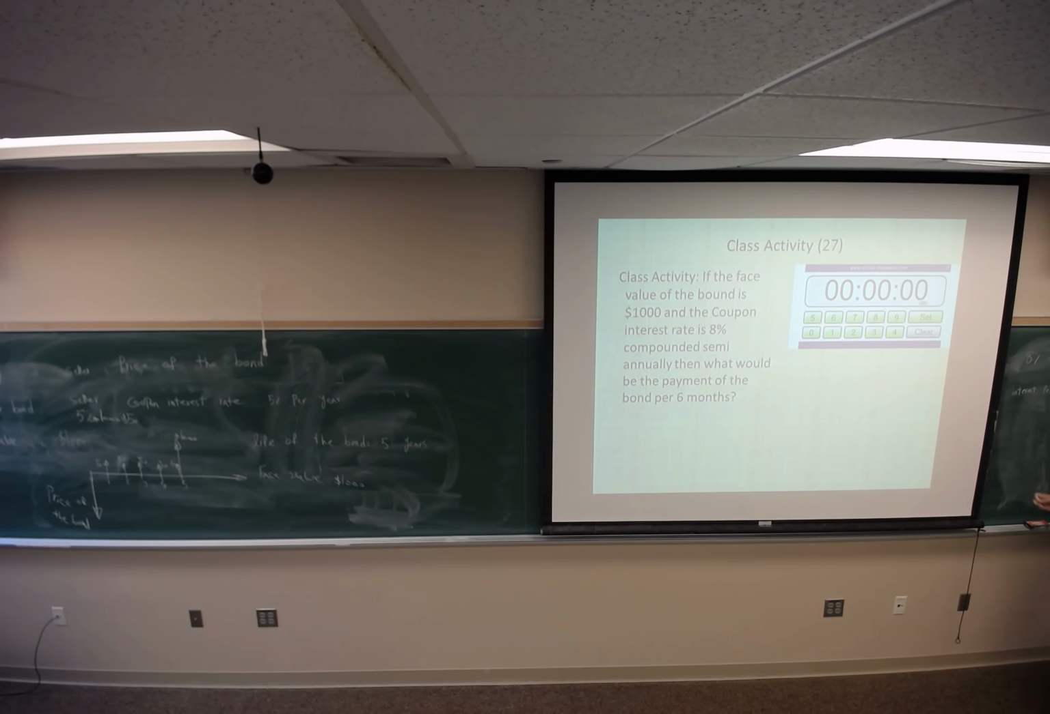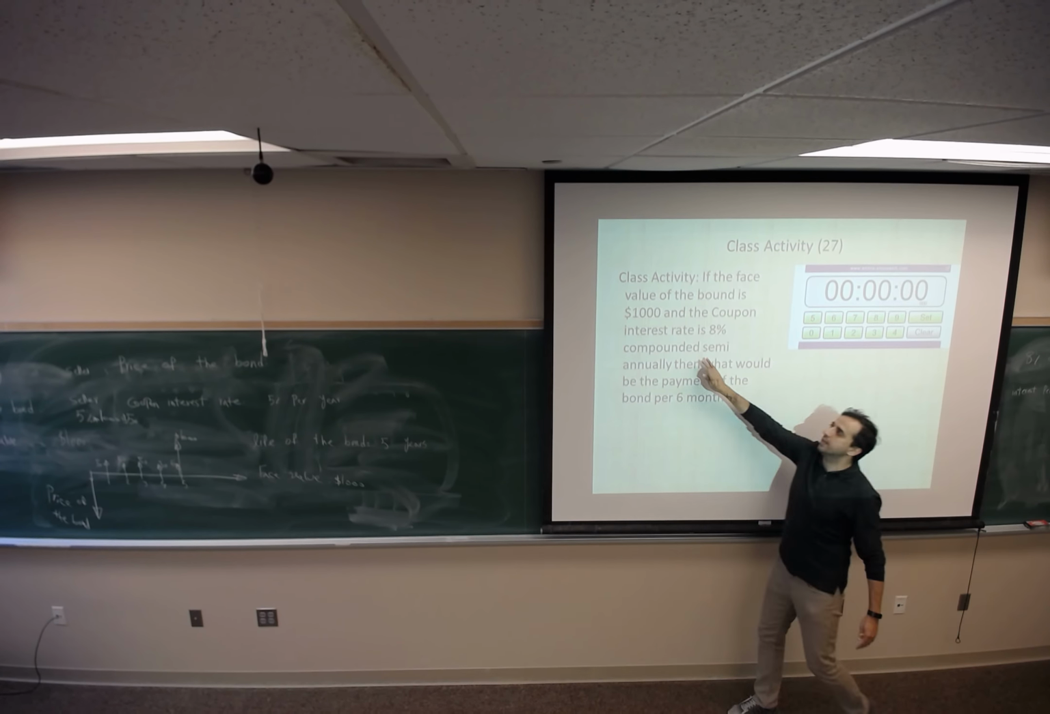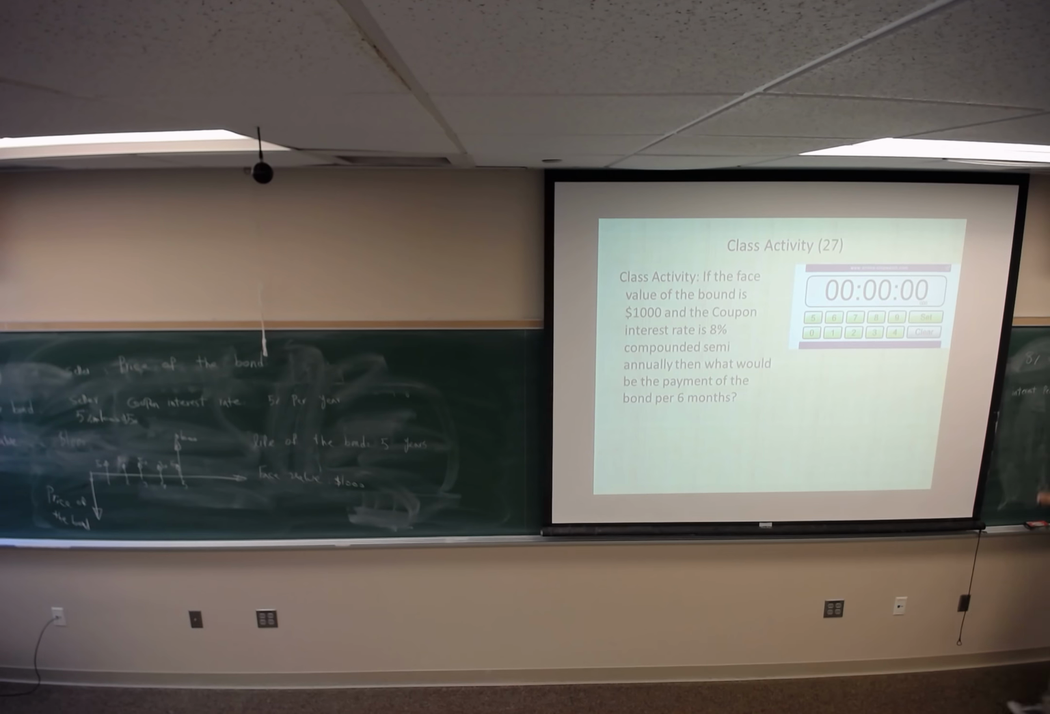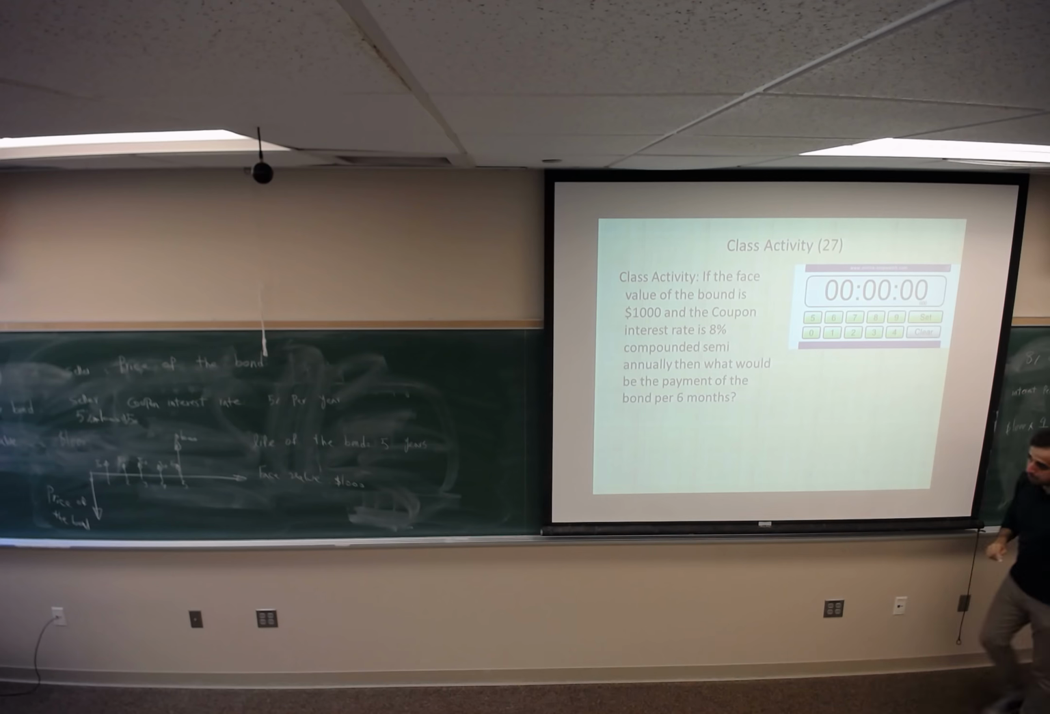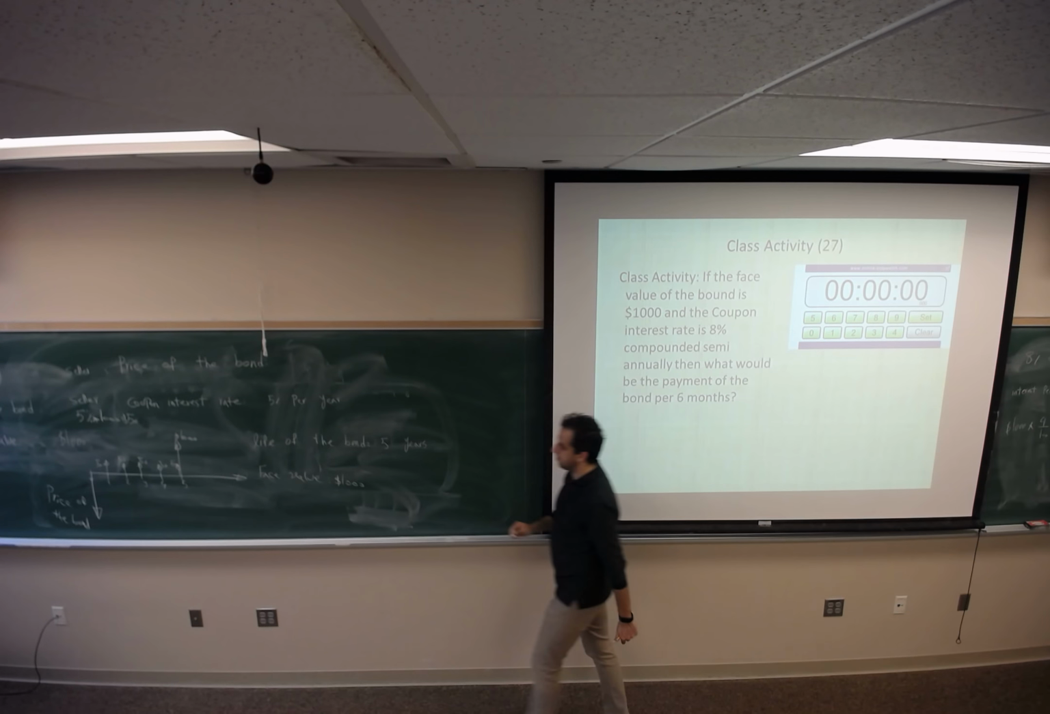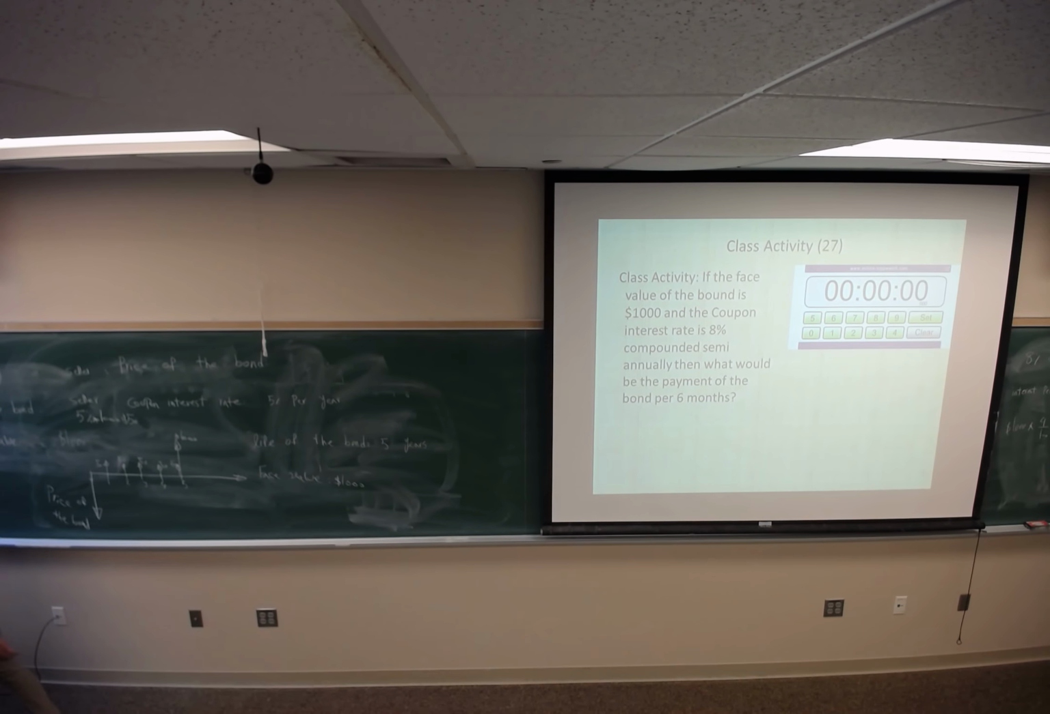So the face value is $1,000. This is how the bond is working. $1,000 times 4%. The bond, you get paid $40 per 6 months. Any question on this?